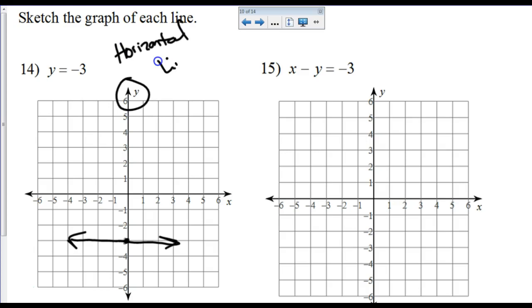And just for fun, I need you to remember that horizontal lines have slope equaling 0. Remember the words I just said, where it's going to have no slope. So there is no change in y over change in x. There's no rise over run.